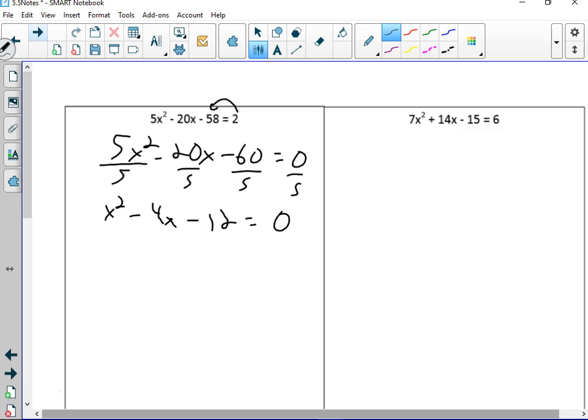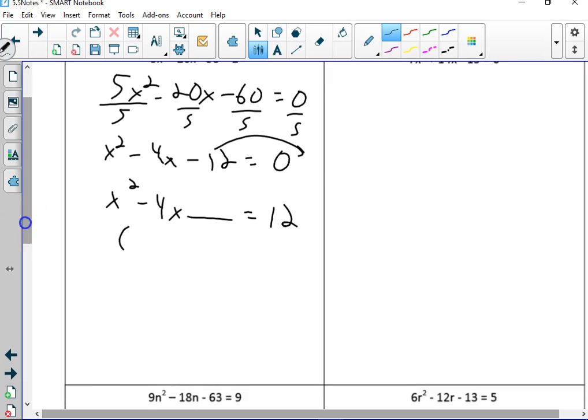And now we're right back to what we learned earlier. Move the negative 12 over here. X squared minus 4x, leave a space, equals 12. We do the little shortcut trick. We take half of b, we go past the squared number, we square it and get plus 4 on both sides. Remember, negative 2 squared is plus 4, not negative 4. So that will give me x minus 2 squared equals 16.